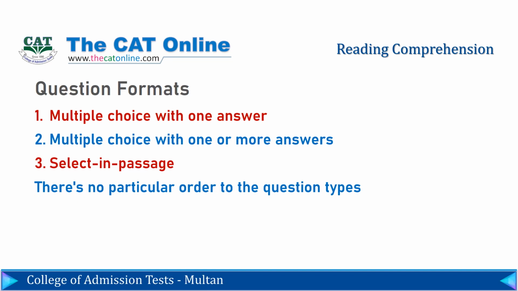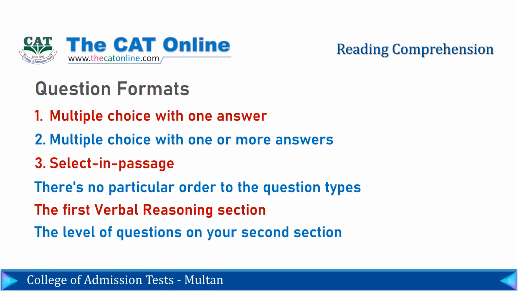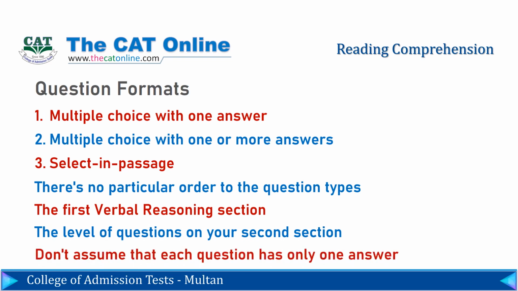And there's also no way to know the difficulty level in advance. The first verbal reasoning section will have a range of questions from easy to difficult. The level of questions on your second section will depend on how well you do on the first one. Make sure to look carefully at every question, especially at the multiple choice questions. Don't assume that each question has only 1 answer.